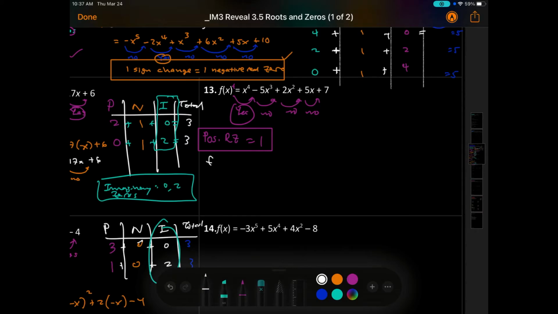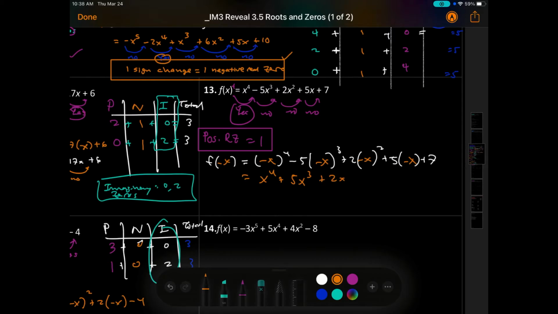Let's put in negative x. Remember, you have to use order of operations here. So we're putting in negative x, and then we'll simplify and then count the number of sign changes. x to the 4th, negative x to the 3rd power is going to be negative x to the 3rd power times a negative 5 is going to be a positive x to the 3rd power plus 2x squared minus 5x plus 7.